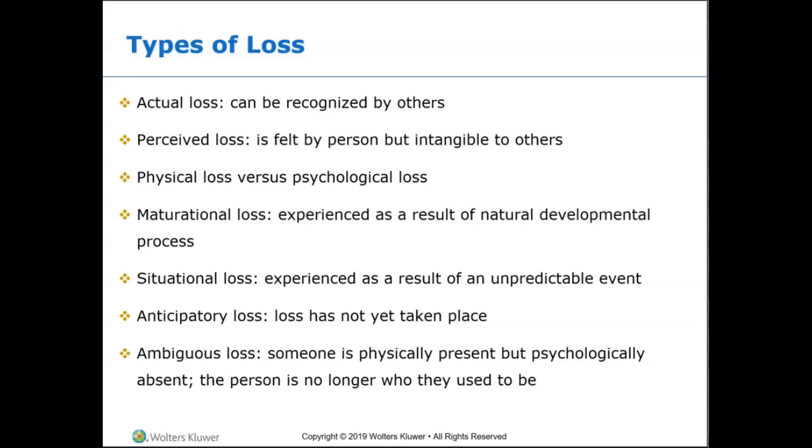Maturational loss is experienced as development occurs, such as loss of one's youth. Anticipatory loss occurs when grief behaviors begin before a loss has actually taken place. This can happen when a family is dealing with one of its own members diagnosed with a terminal illness, like when my father found out in 2000 that he was dying from terminal cancer.